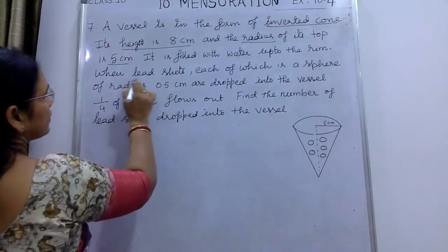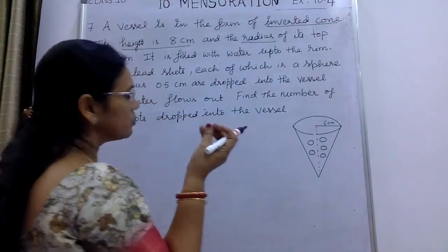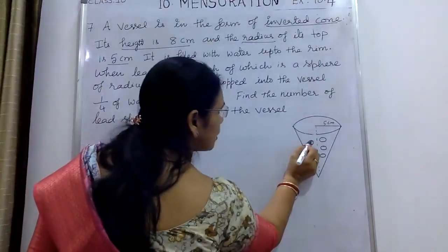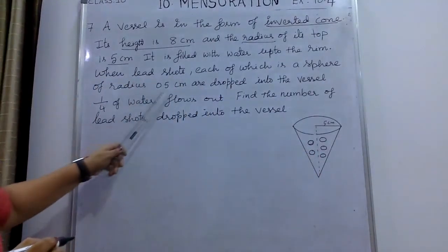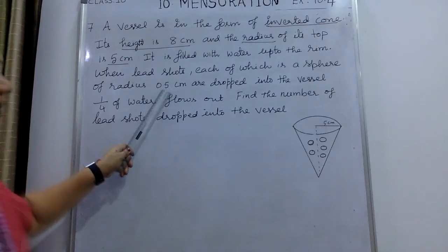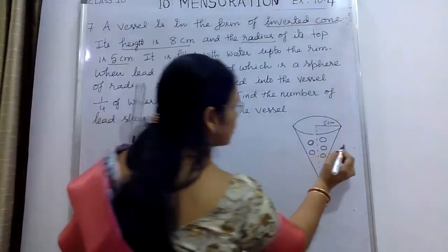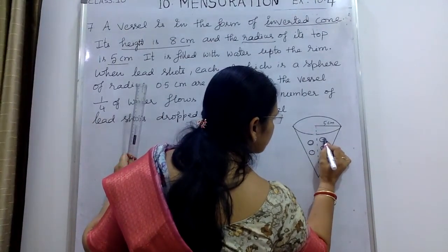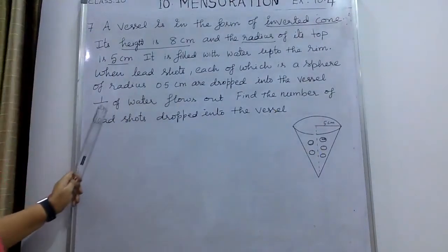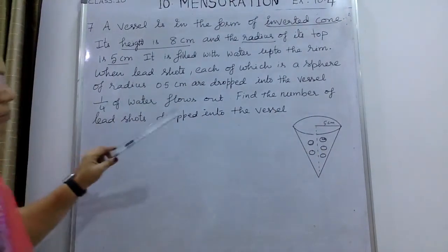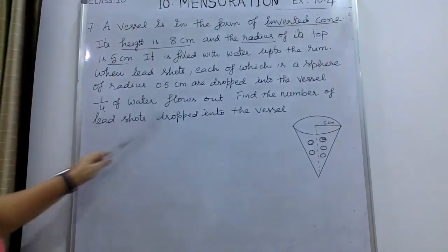When lead shards, each of which is in the shape of a sphere, with radius 0.5 centimeters, are dropped into the vessel, all with equal radius. Each lead shard has a radius of 0.5 centimeters. When some lead shards are dropped into the vessel, 1/4 of the water flows out.